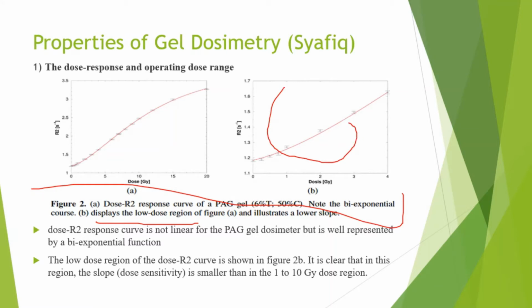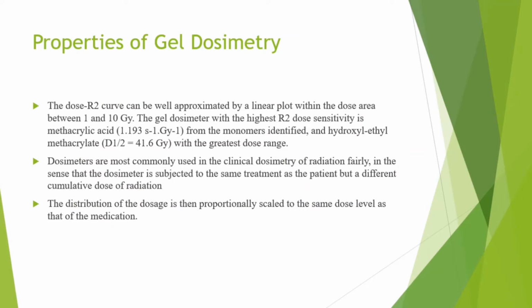it's not linear. This one, sorry, it's not linear with this one. But it is well represented as a bi-exponential function, where the low region of the dose R2 curve is shown in 2B. This one, it's clear that this region has a low dose sensitivity compared to this one. And then dose R2 can be well approximated by a linear plot within the dose area.